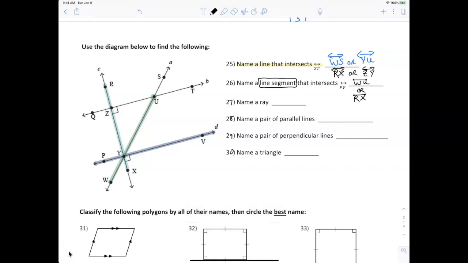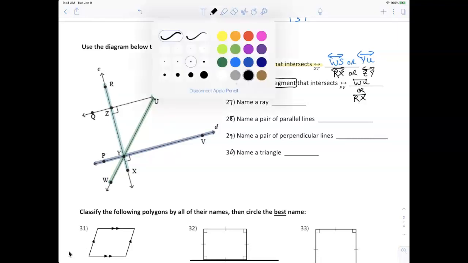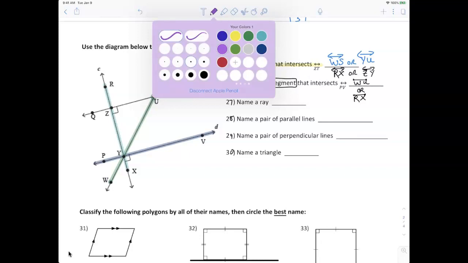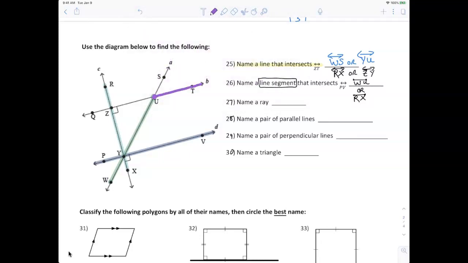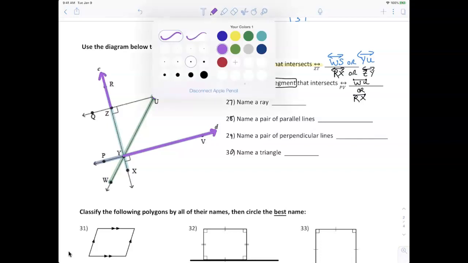Now what we have to do, Maddie Mack, is name a ray. Now remember, there are so many rays on this figure, you're just not going to have to be overwhelmed. A ray could be from here to here. That could be considered a ray. From here to here, that could be considered a ray. From here to here, that could be considered a ray. So we could name any of them as long as you have a start and no end.